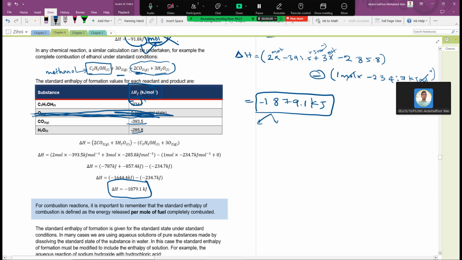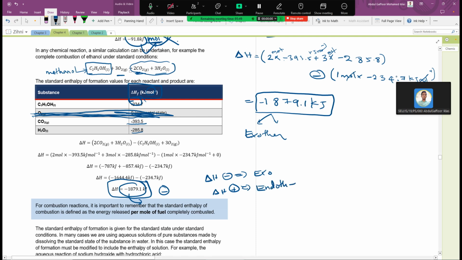Can you just tell me if it is exothermic or endothermic? If it's negative, it is... It is exothermic because energy is released, right? Minus means energy is released. So if delta H is minus, then we will say that is exothermic, and if delta H is positive, then we will say that is endothermic, right?